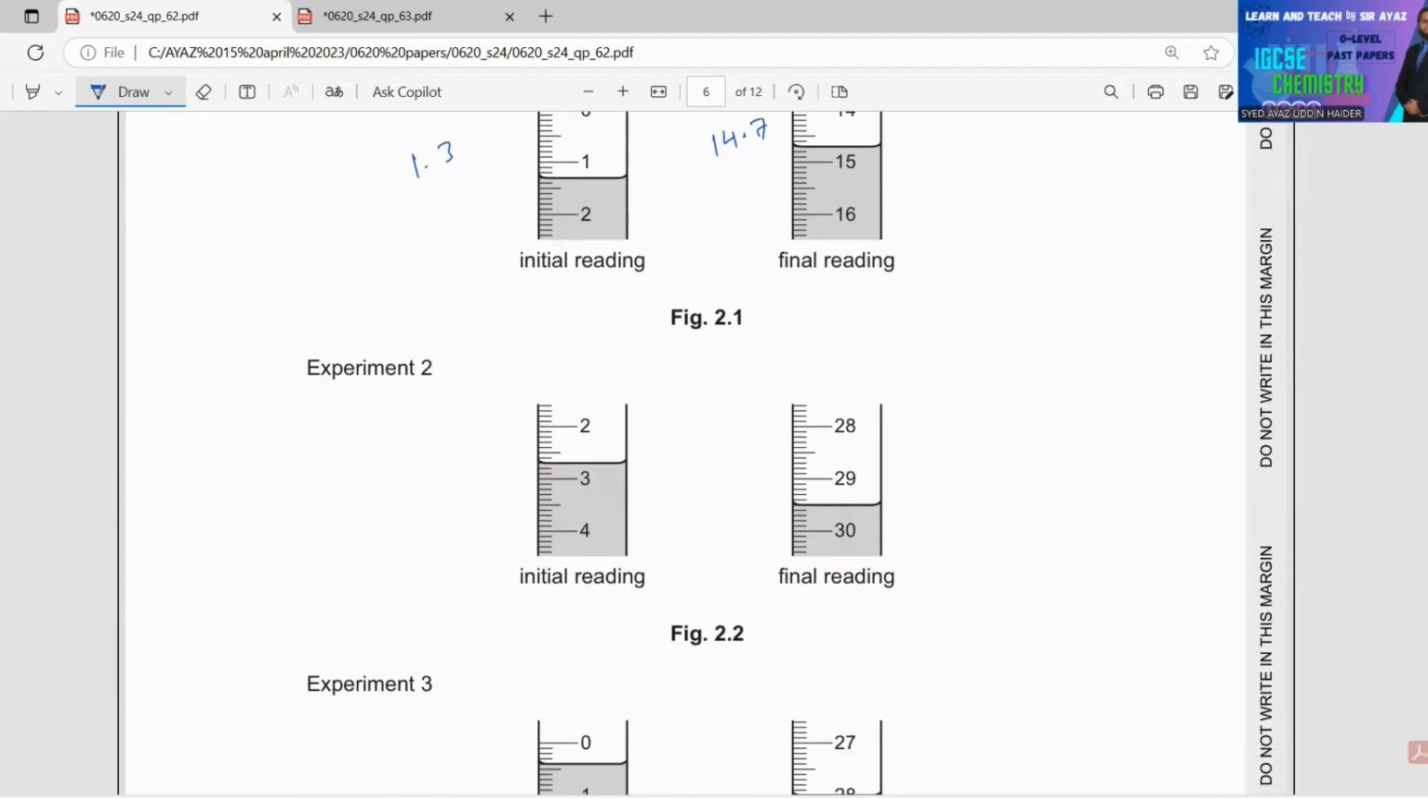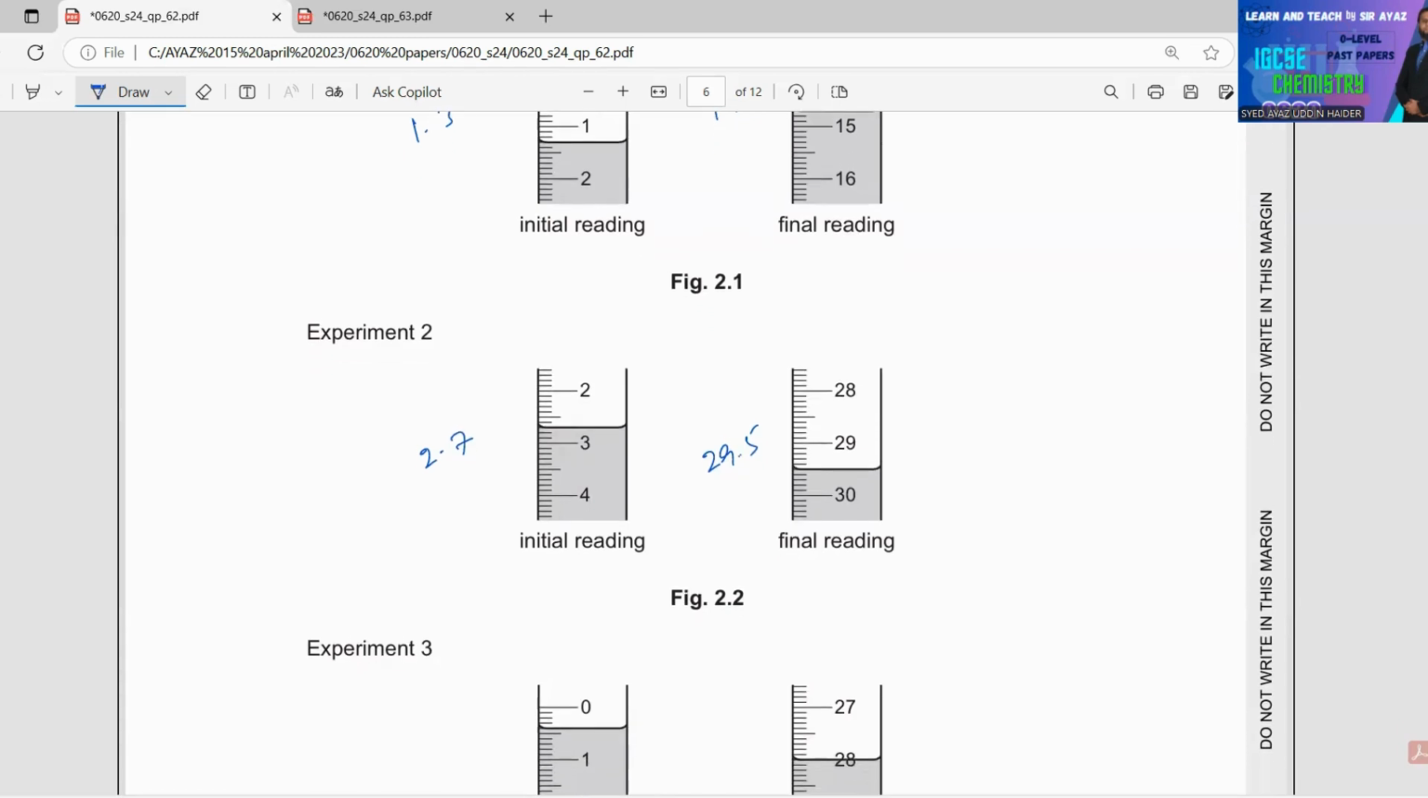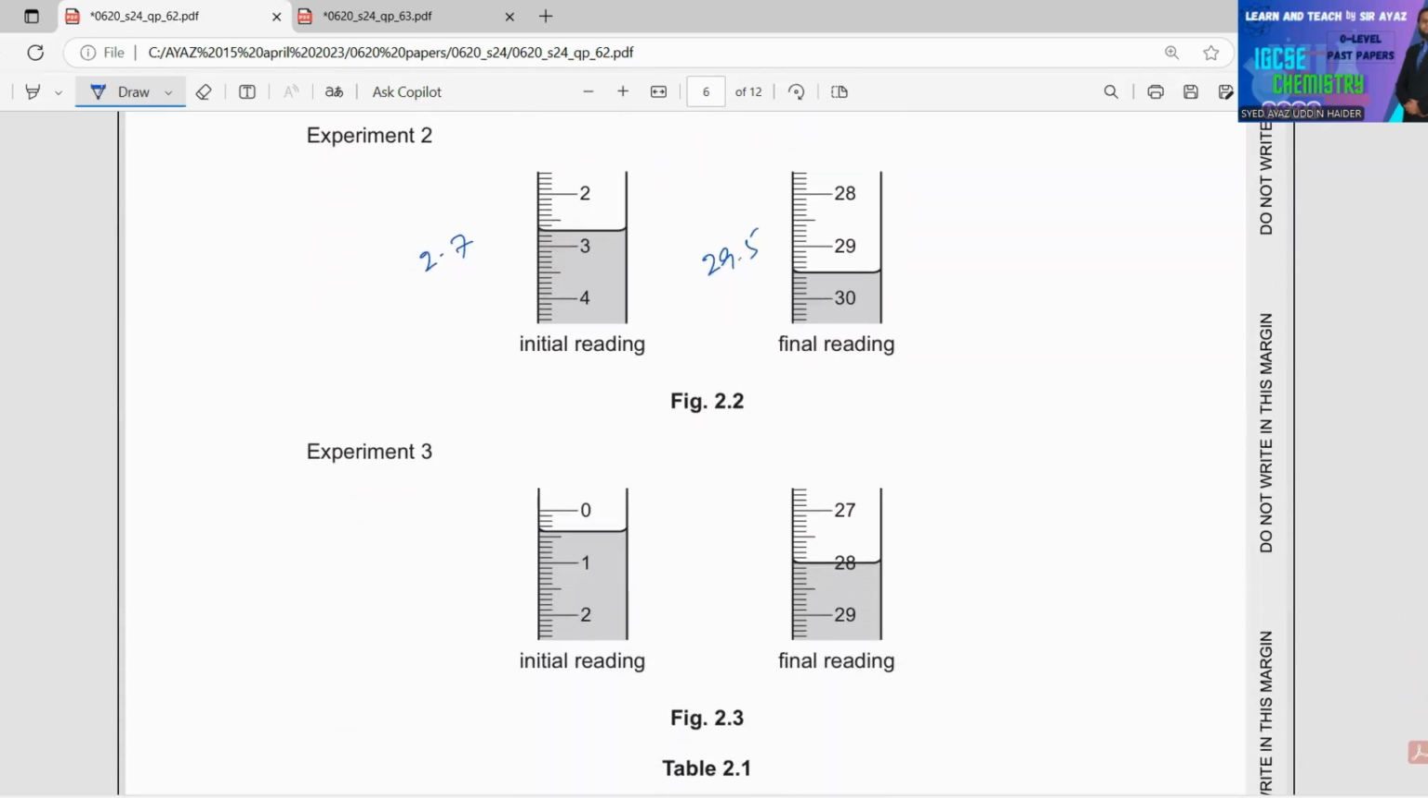Experiment 2. Initial reading will be 2.7. Final reading will be 29.5. Experiment 3. Initial reading 0.4 will be the initial reading. Final reading will be exactly 28.